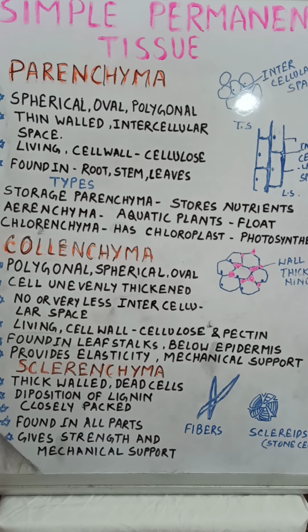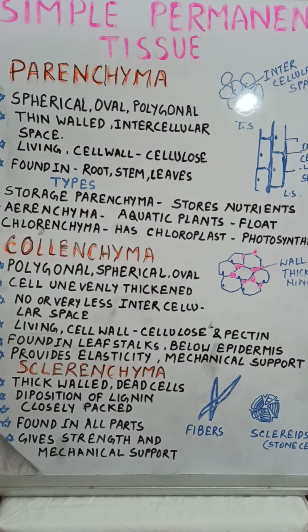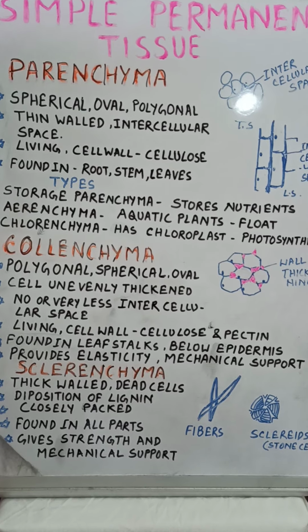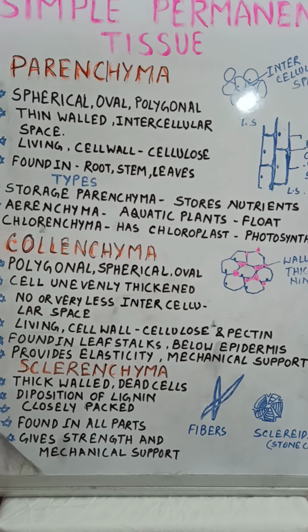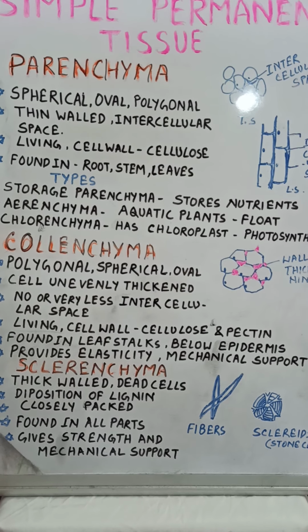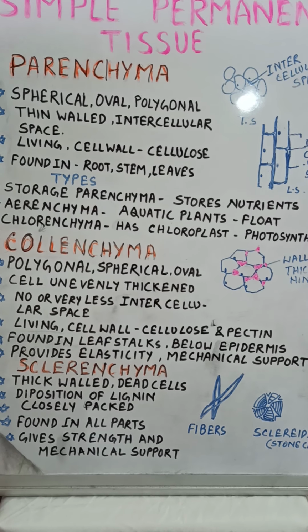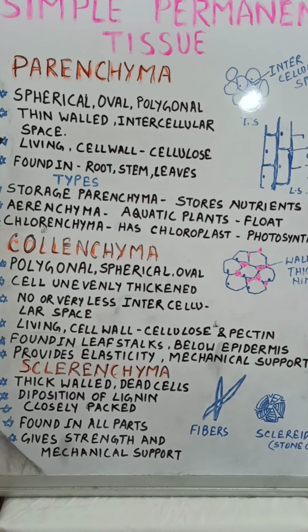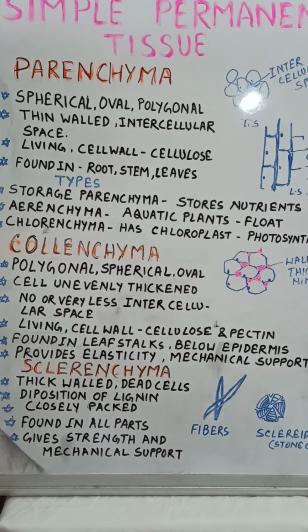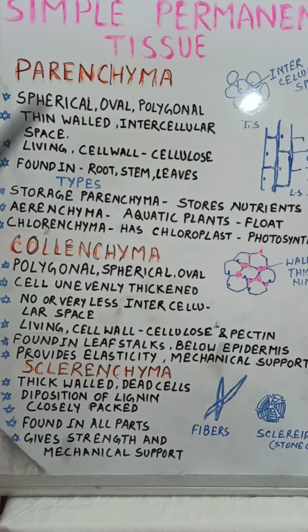Now, what is an intercellular space? In between the cells there are lots of spaces. The cells are living, and as usual the cell wall here is made up of cellulose. So, parenchymatous cells are living and the cell wall is made up of cellulose.